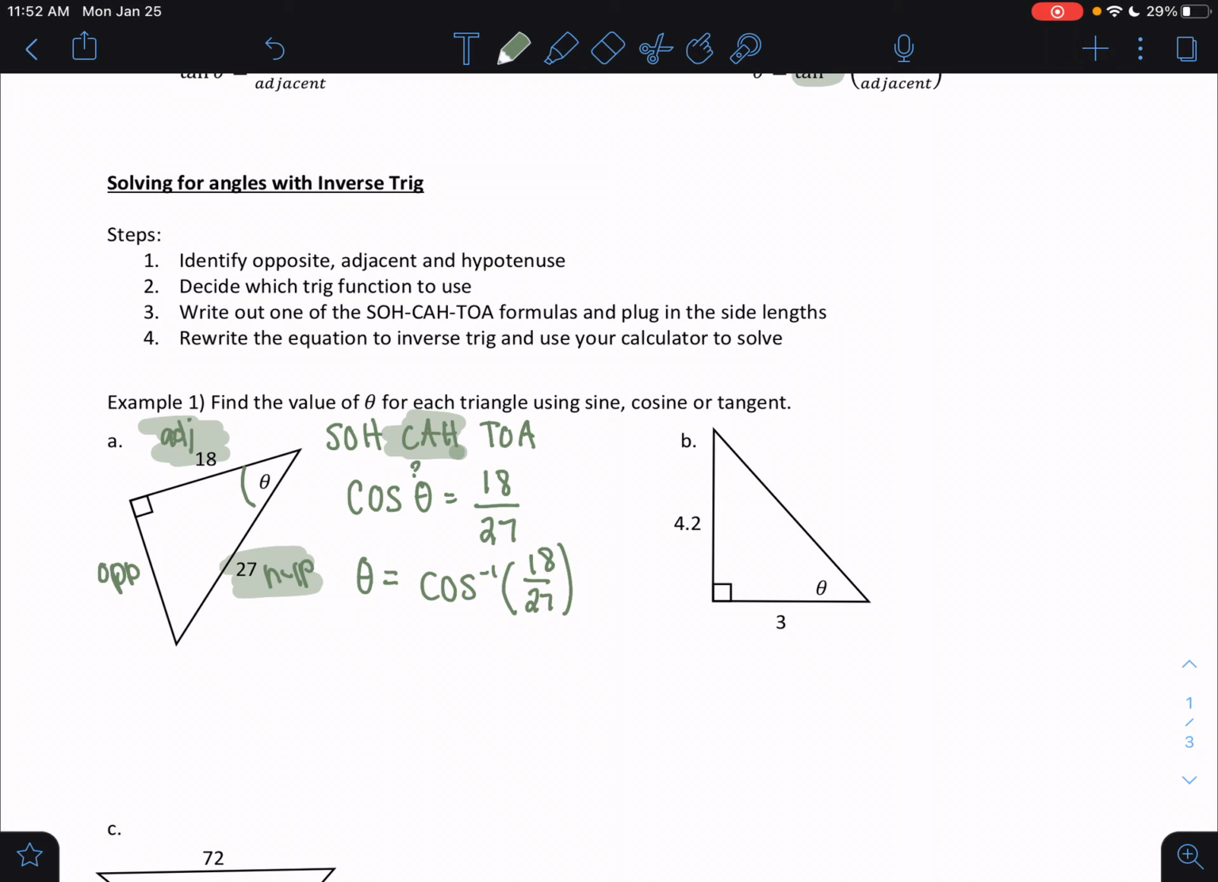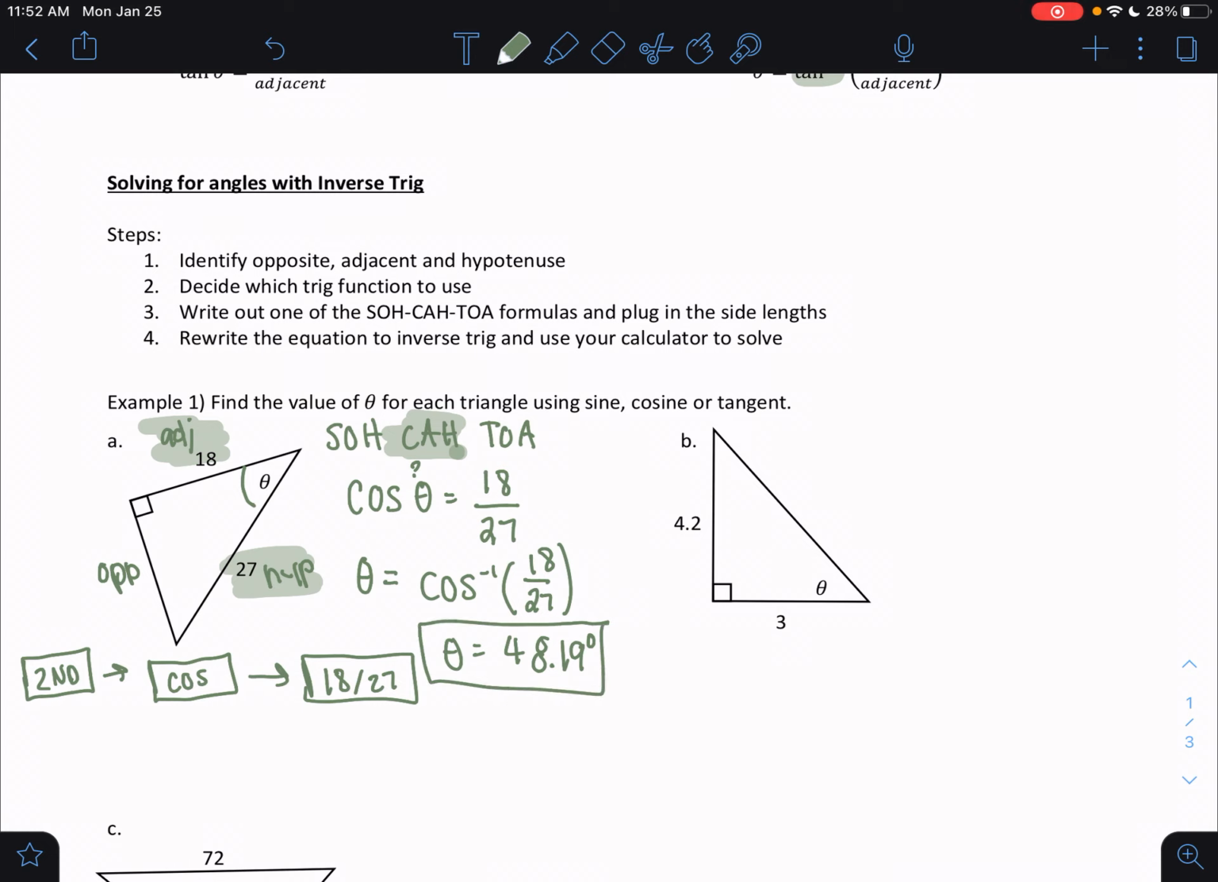The steps to do this in your calculator would be to press the second button, and then you want to press whichever one you're using, sine, cosine, or tangent. So for this one, we are using cosine. And then you're going to enter your fraction. And when you do that, you should get 48.19 degrees for theta.